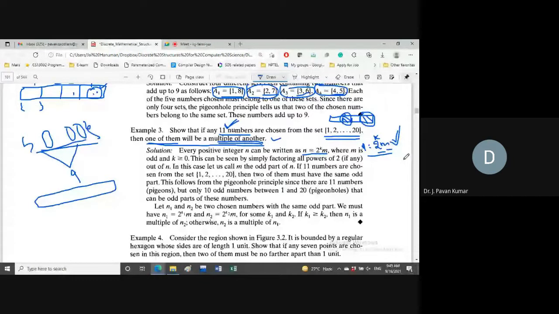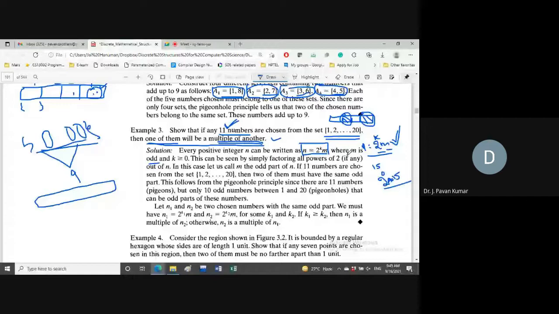Next, odd number. Let us consider we have 15. Then 2 power 0 into 15. Can we write it? Yeah. So like this, every number we can represent as 2 power k into m. Yes or no? Now m can be an odd number in general.